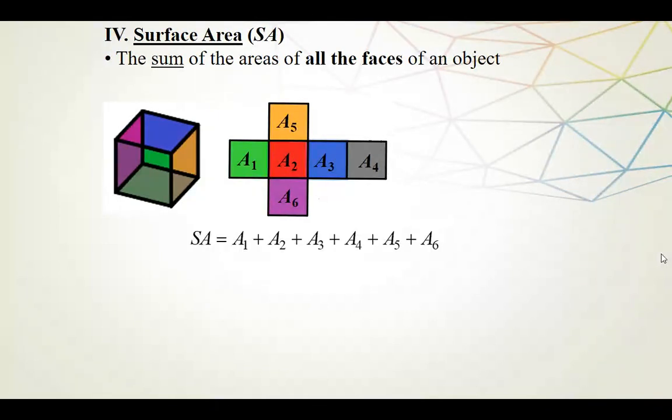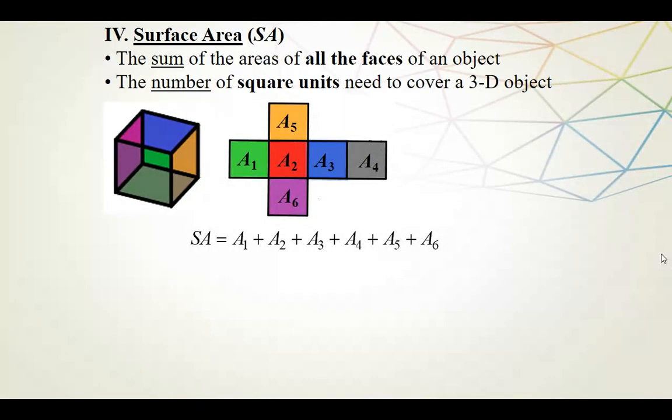If you want the surface area of the cube, the surface area again is the sum. So when you calculate a sum, you add a bunch of things together. So it's the sum of all of these different areas put together. So that would be SA, which is an abbreviation for surface area, would be A1, the area of face 1, plus A2, the area of face 2, plus A3, the area of face 3, plus A4, the area of face 4, plus A5, the area of face 5, plus A6, which is the area of face number 6.